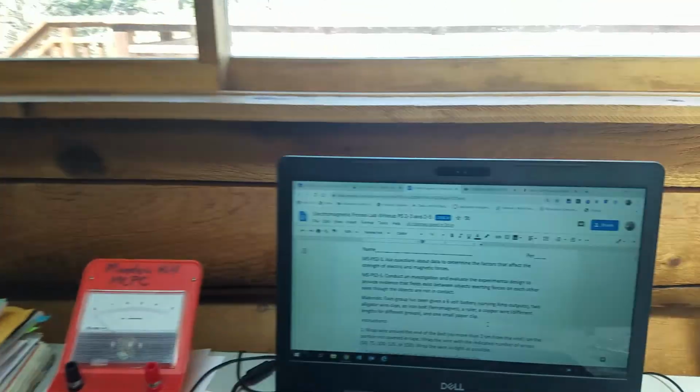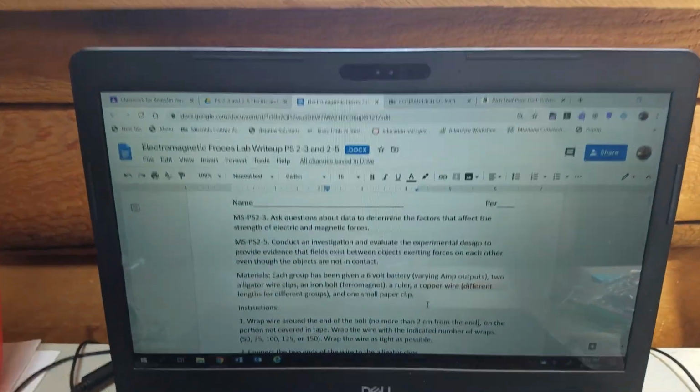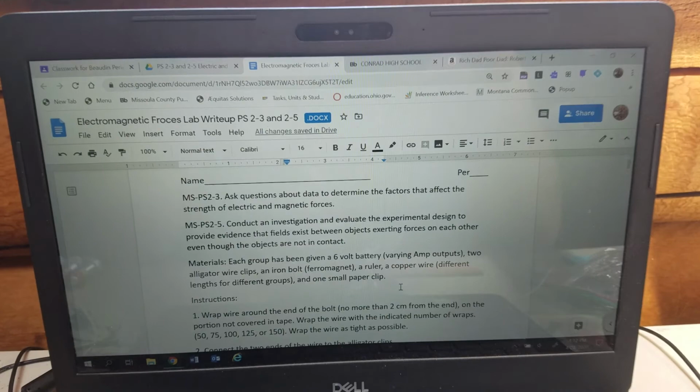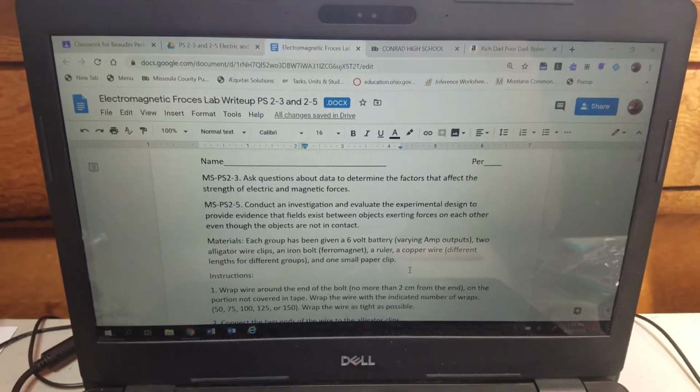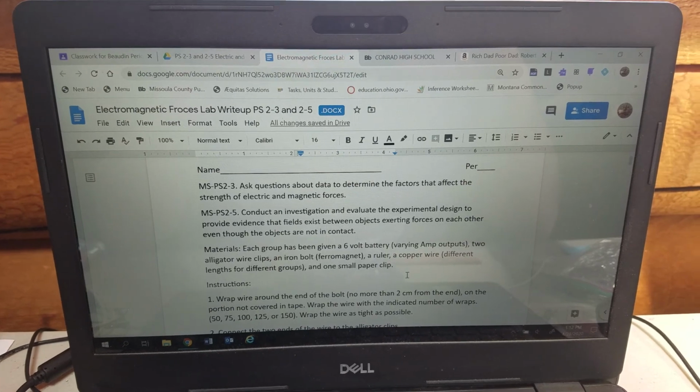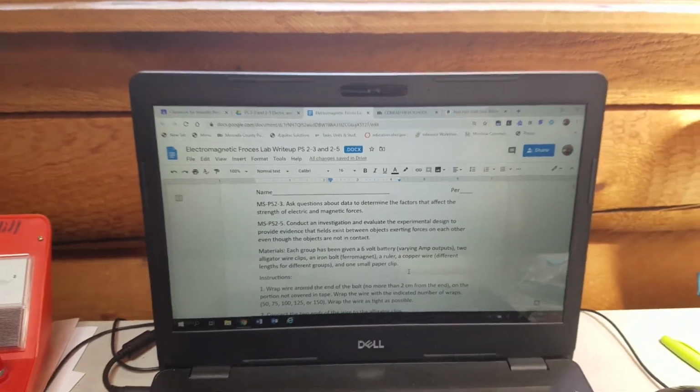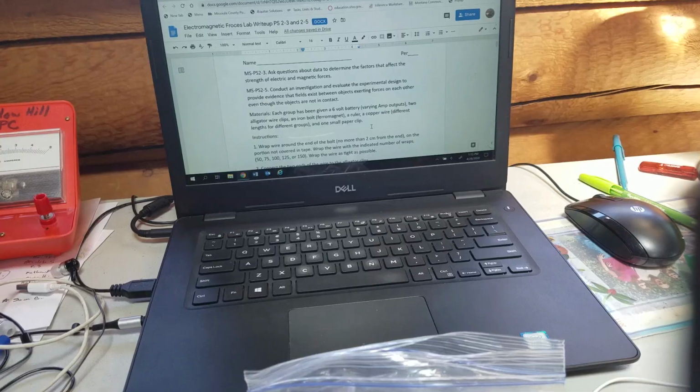Okay, Mr. Bowden here, and we're going to be going over our lab on MSPS 2-3 and MSPS 2-5. I've linked those activities in the file for this week's assignments, but it should look something like this. I'm going to take you through the lab real quick and get acquainted with the goals and the outcomes, and then also take a look at some of the materials.